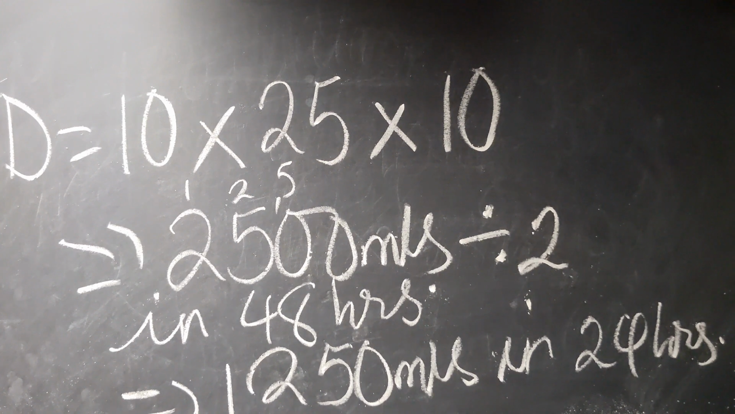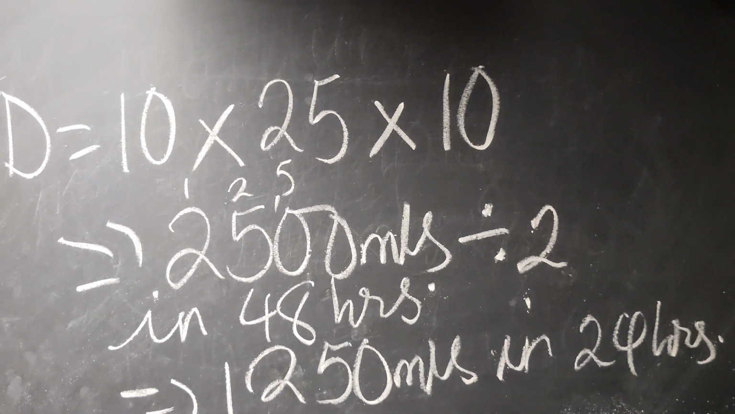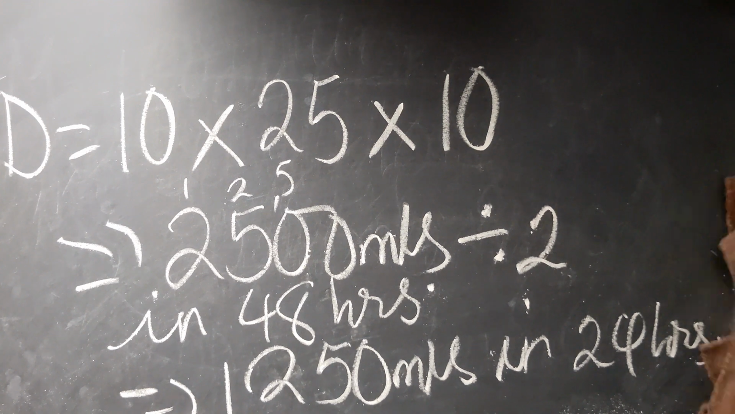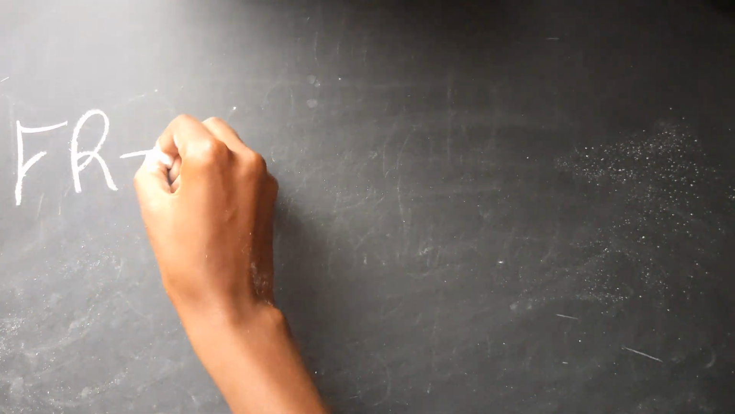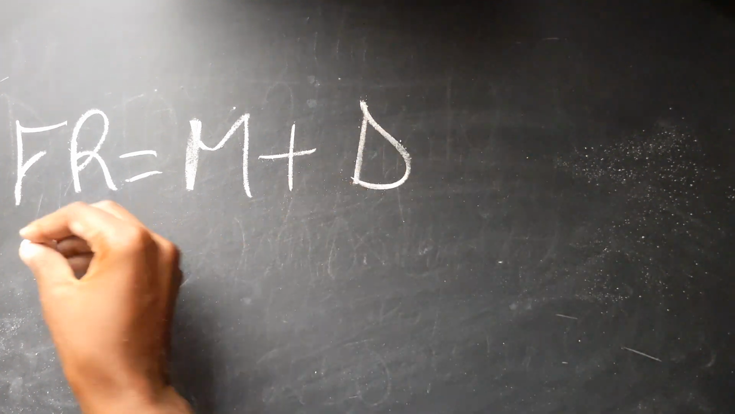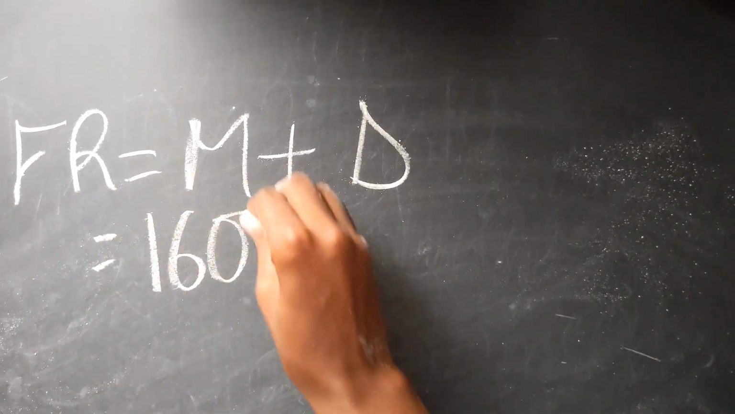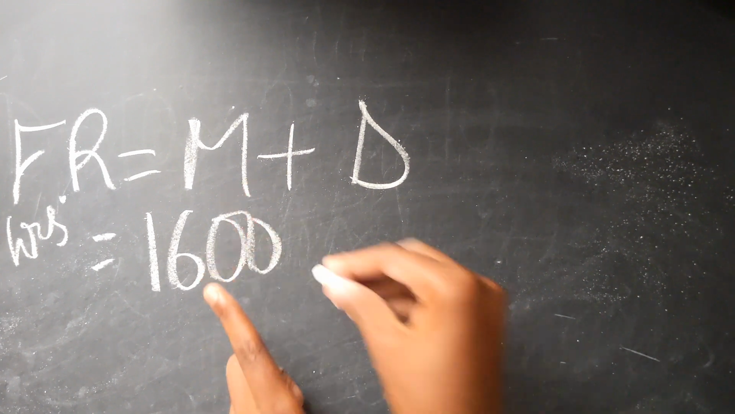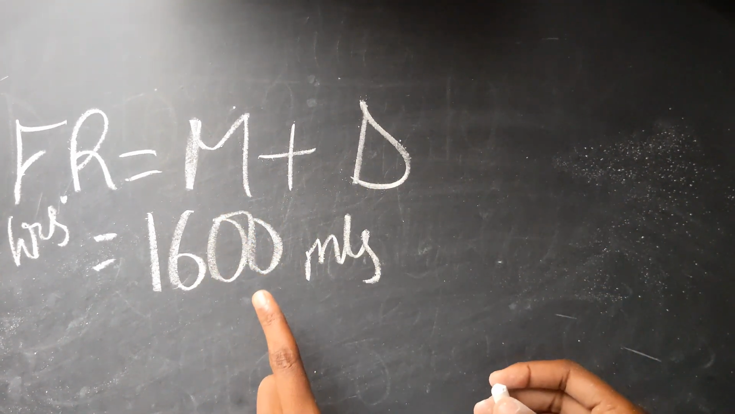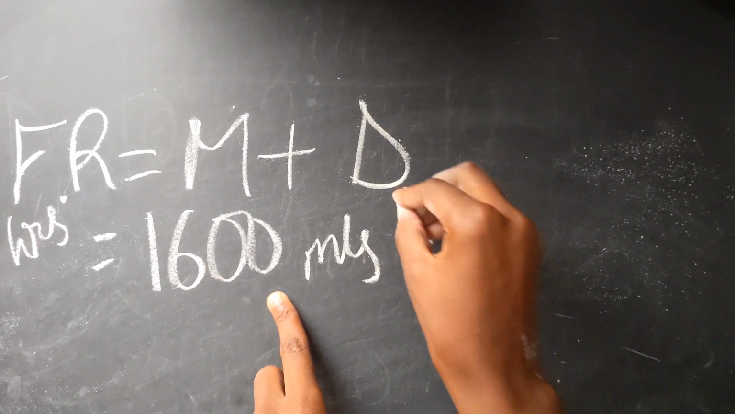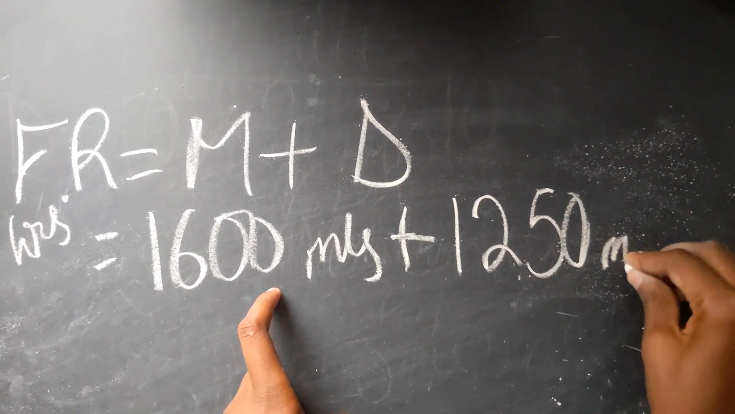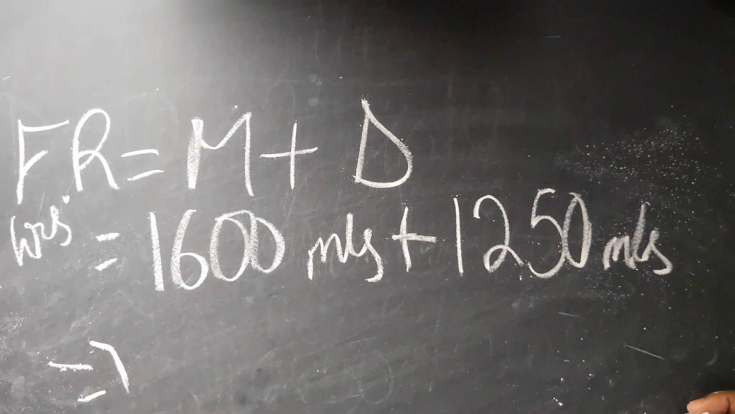So this is your deficit. That's in 24 hours. Now we are going to add the deficit plus the maintenance to have the fluid required for this DKA patient who is 25 kg. So let us remember our formula, which is fluid requirement equals maintenance plus deficit. And we found that our maintenance was 1,600 in 24 hours. Then our deficit is what? 1,250 mils.